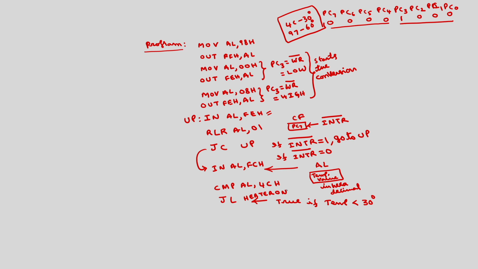Okay. So, heater on, you have to write the program. Otherwise, you have to compare AL with 97H, which corresponds to 60 degrees. Jump greater than fan on.